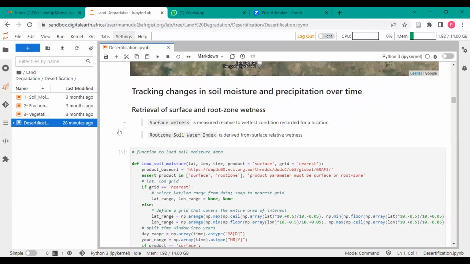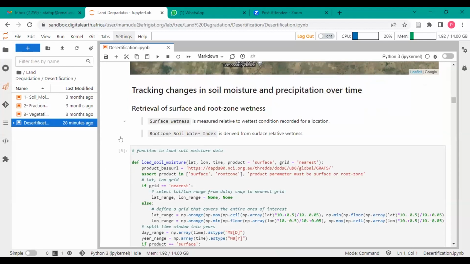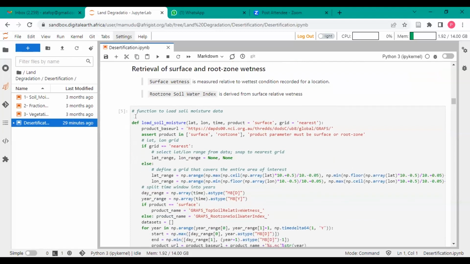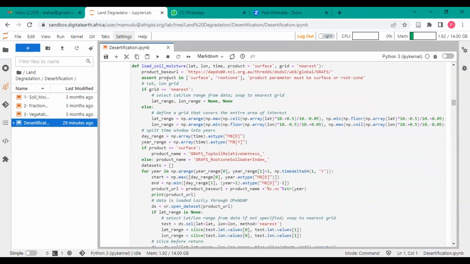So the first thing we do is to track the soil moisture and precipitation over time. To do that, we are going to load both the surface wetness data and the root zone soil water index, and use that to see what the changes in soil moisture may have been in the area over the period of study, 2015 to 2020. So we load the soil moisture data, which is based on the GRAPES data sets. It's available online, but you can always get to it using these codes in the Digital Earth Africa notebook.